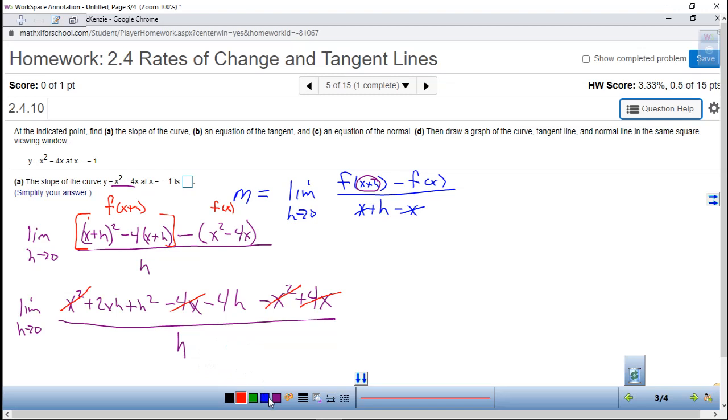This is a check area right here. This is a thing that you need to think about and keep in mind every time you do one of these. At this point right here, once you simplify that top, you should not have any terms that do not have an h in them. If you do, you've done something wrong. You've multiplied something wrong, you've distributed something wrong. Some error has been made. If you have any terms on this top, once it's simplified, that do not have an h in them, and you're going to see why in just a second.